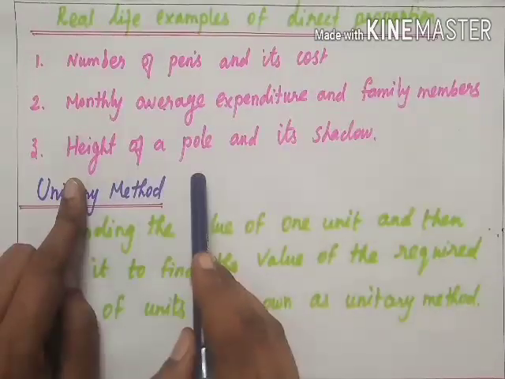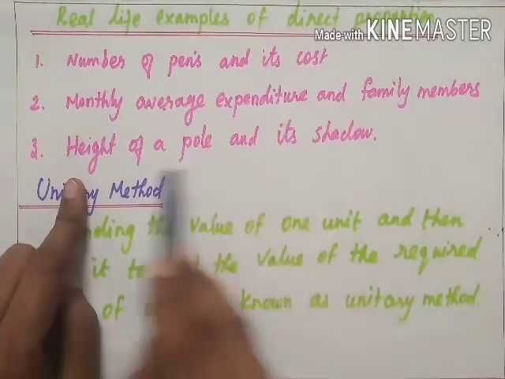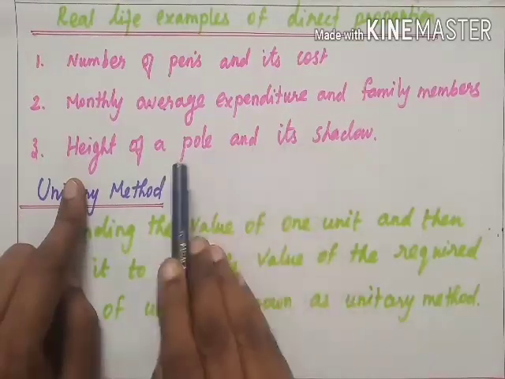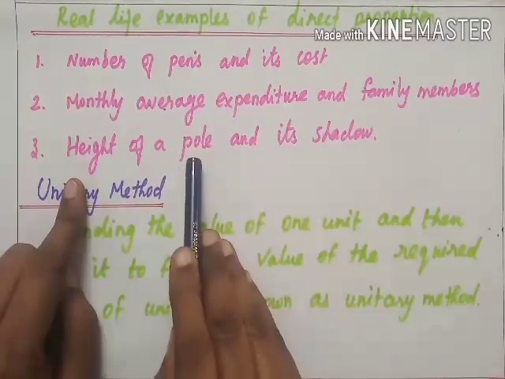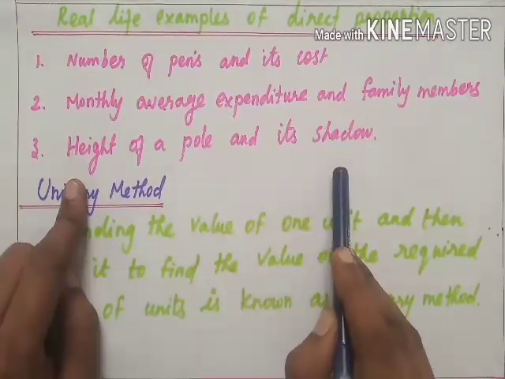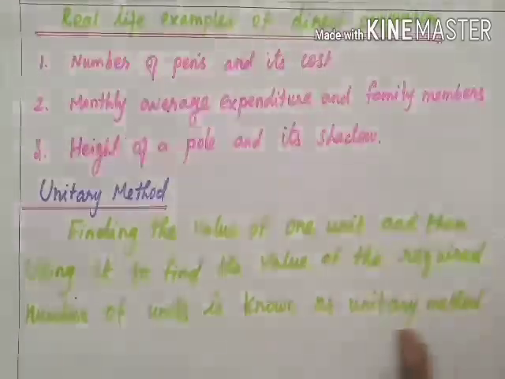Next, height of a pole and its shadow. For a short pole, that is 3 meters, the shadow is related to that. If the height of the pole increases, the shadow will also increase. Am I clear, children? Right.